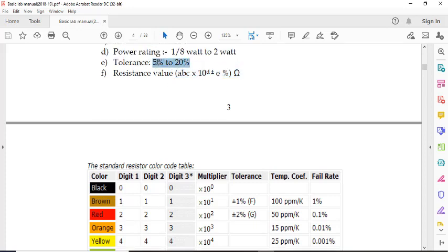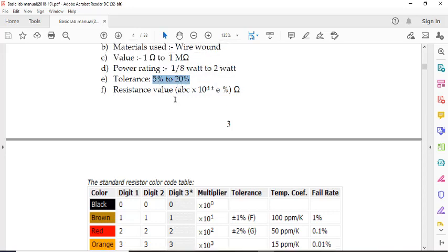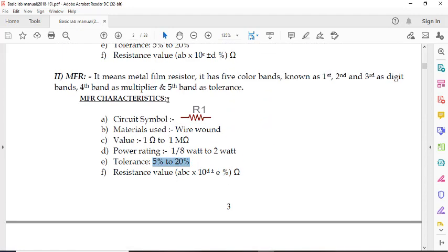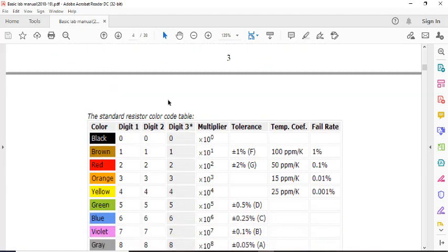One thing, this is the wrong value, remember, it is 1 to 2%. This will be only 1 to 2%, because for the MFR the tolerance band color is always brown or red. Okay, so that's why MFR is more acceptable in the industrial field.